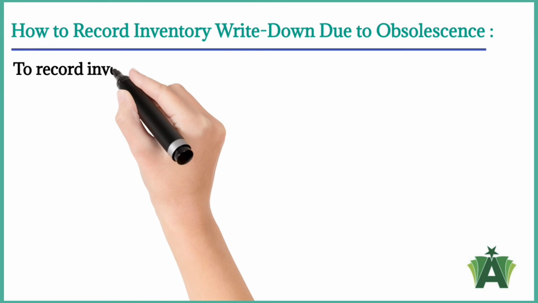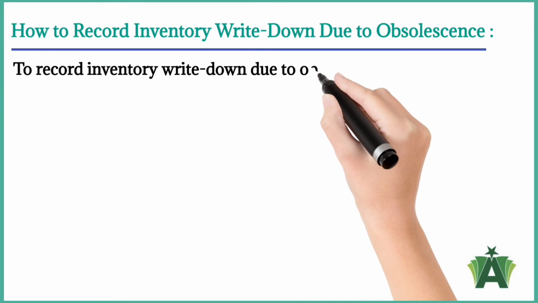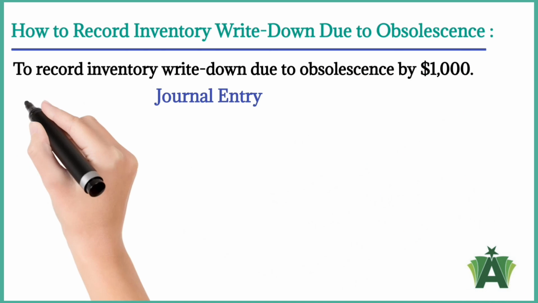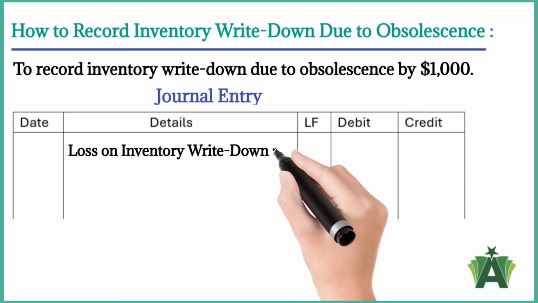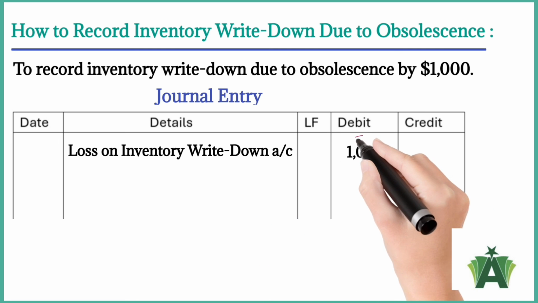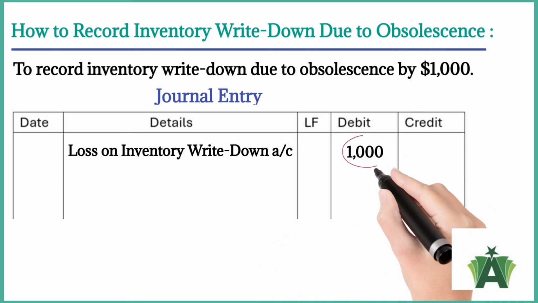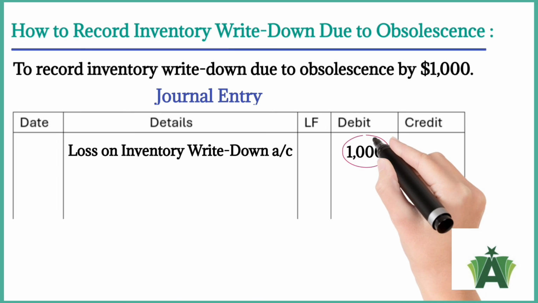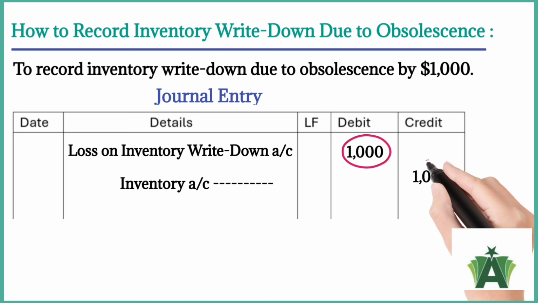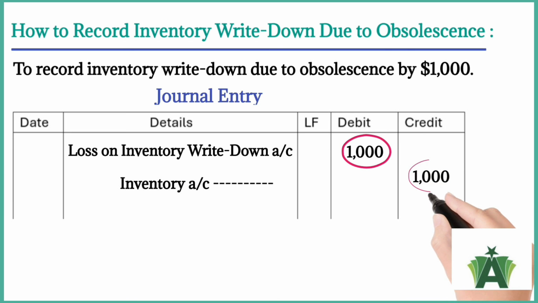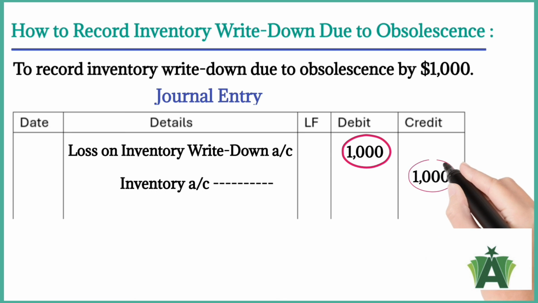To record inventory write-down due to obsolescence by $1,000, the journal entry will be: loss on inventory write-down account debit $1,000. Loss on inventory write-down is an expense account, to recognize the loss due to obsolescence. Inventory account credit $1,000. The inventory account is an asset account, and it decreases due to obsolescence.